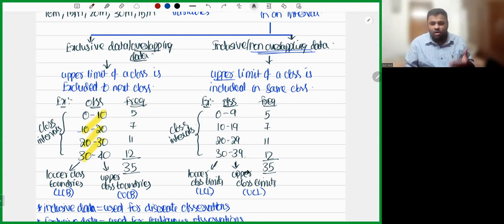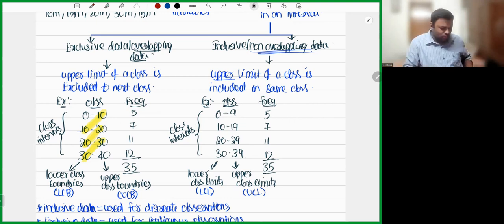Sir, why like that? Boundaries touch each other, while limits don't touch each other. You see, boundaries of two countries touch each other. That's the reason for exclusive data we use the word boundaries, and for inclusive data we use the word limits. These are called class intervals, 4 class intervals and 4 class intervals.